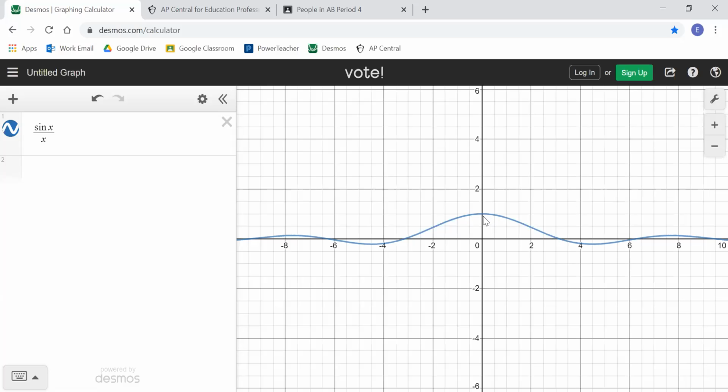Does it look like at x equals 0 something weird is happening to this function other than the hole that Desmos doesn't show?